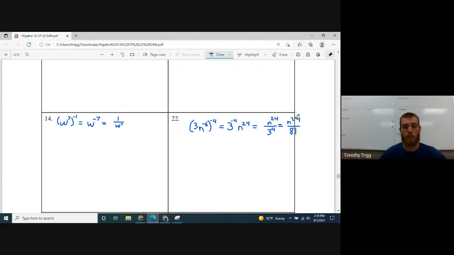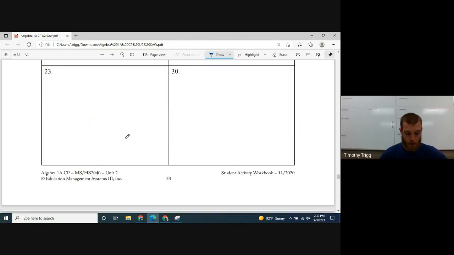So n to the power of 24 over 81. Number 23. Here we have 7a to the power of -2. So this -2 would go both to the 7 and to the a. So this would be 7 to the power of -2, a to the power of -2. If we want to make those positive powers, we would put them in the denominator. So we have 7 squared times a squared.